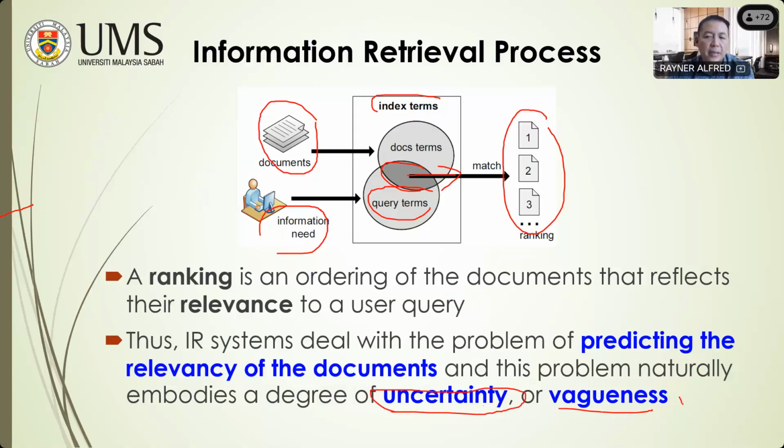And vagueness means, for example, if you type bank, are you referring to bank, like a bank account or the name of a bank, or are you referring to the bank of the river? Okay, river bank. So it depends on the context of how you use the word.